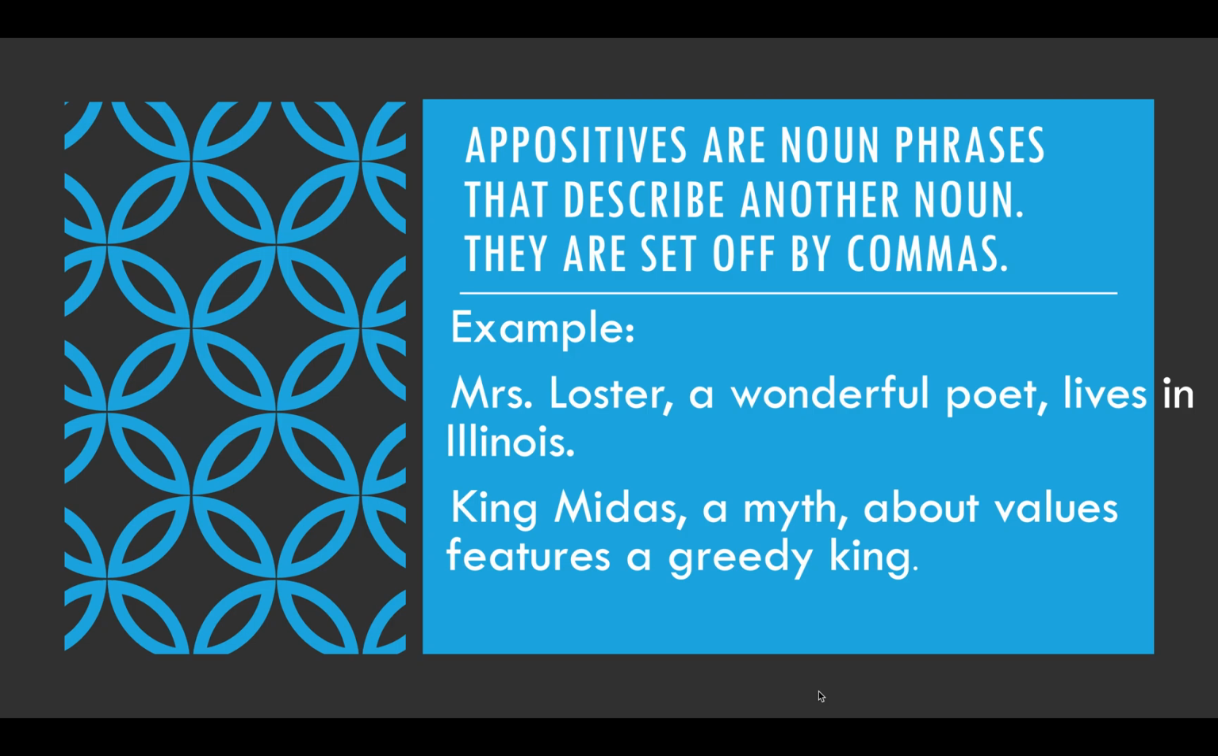King Midas, a myth about values, features a greedy king. So the story, King Midas, then we have comma, a myth, comma. And it's, once again, the myth is describing King Midas. So that's why it's sandwiched between two commas. This is called an appositive phrase.